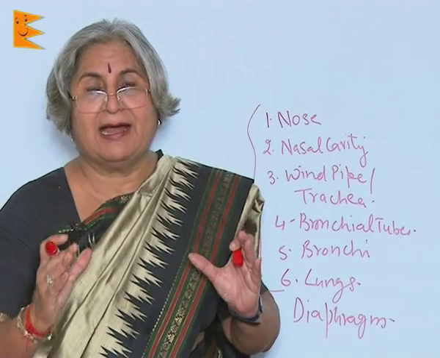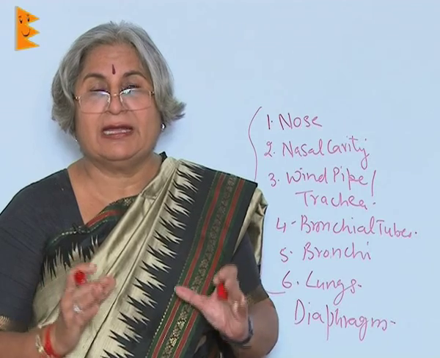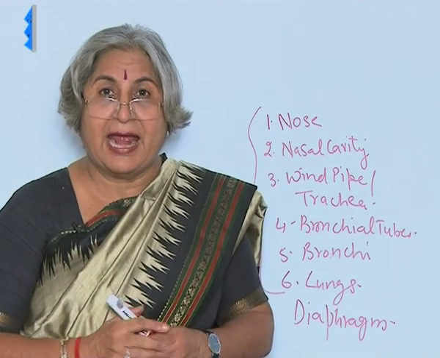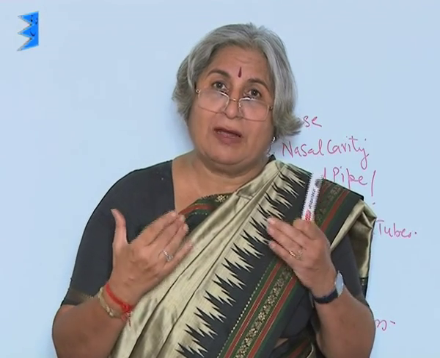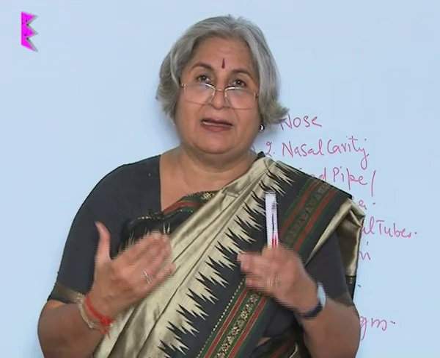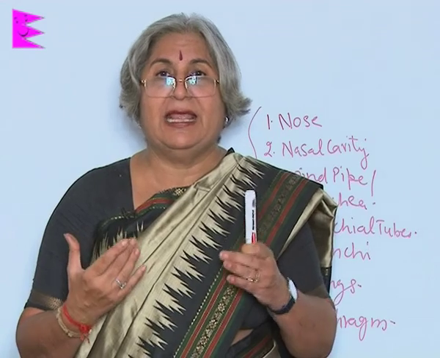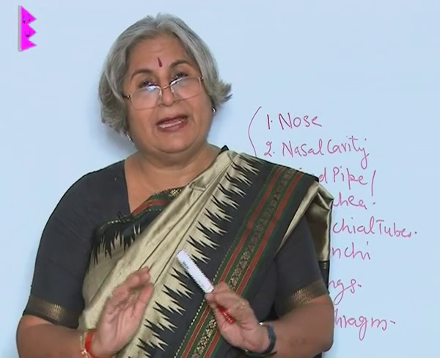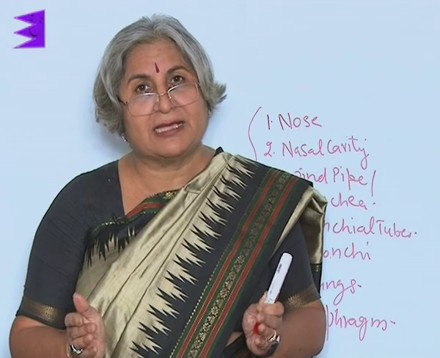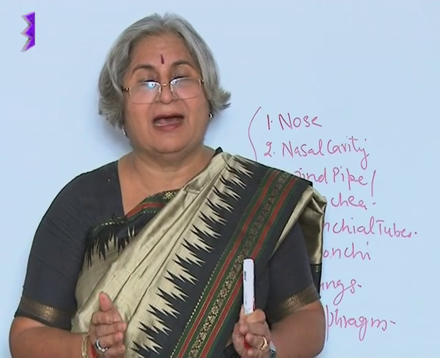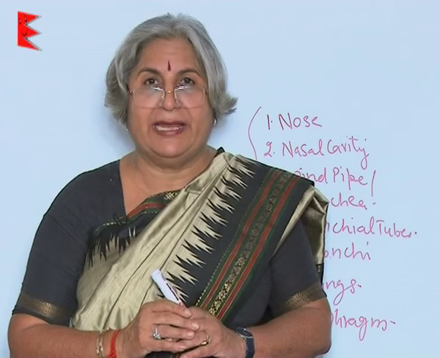So, the lungs are in the chest cavity or in the thorax, and these are covered by ribs. You know, all vital parts, whether it is heart, brain, lungs, they are protected by bones. Brain is protected by the cranium or the skull. Heart and lungs are inside the rib cage.